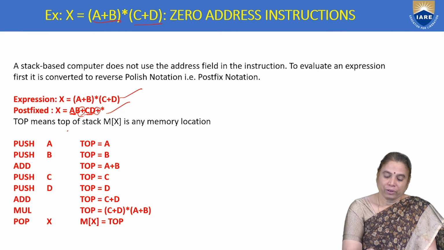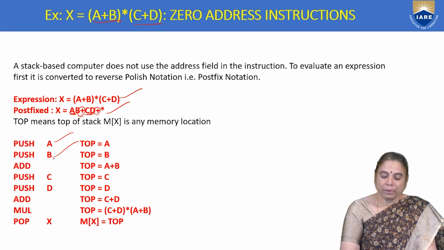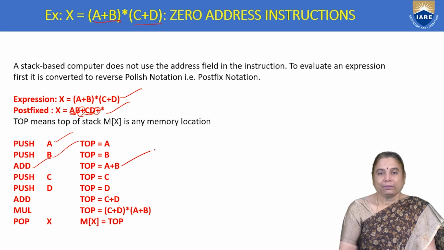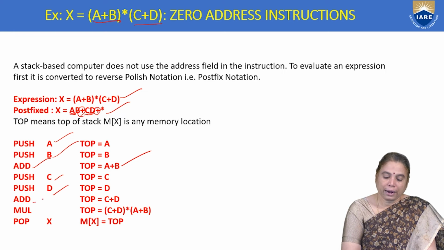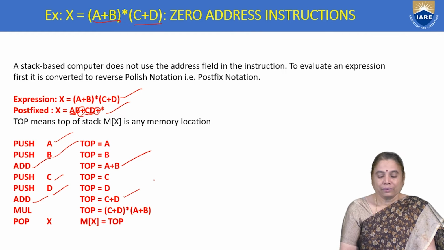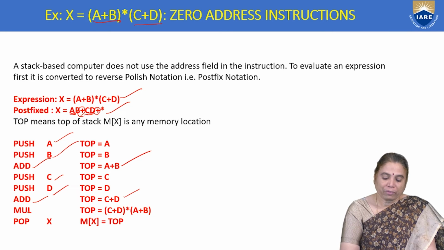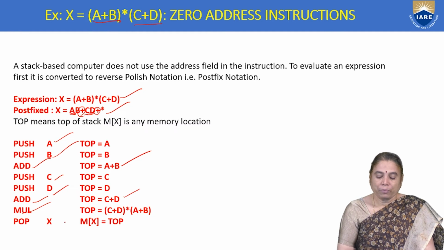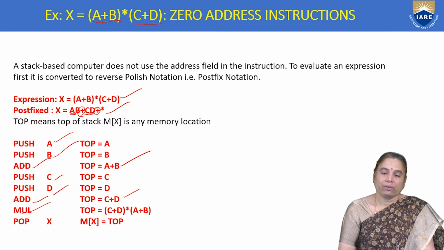So here, first the operands are pushed to the stack. Push A, push B. Then add is the operation, so A plus B is performed. Next, push C, push D, and the add operation is performed. Next, on the top two values, we perform the multiplication operation, and the result is popped to the X variable. So this is the zero address instruction sequence.